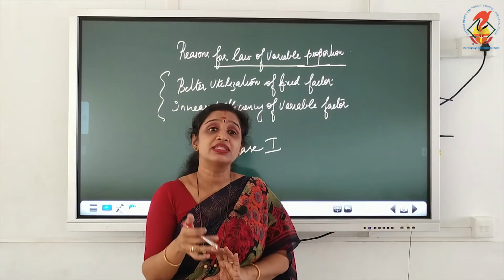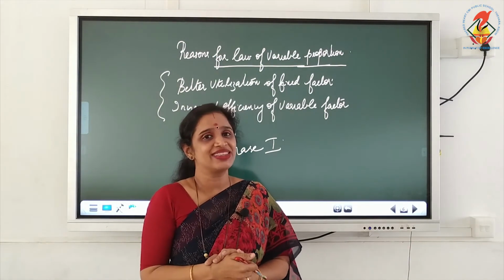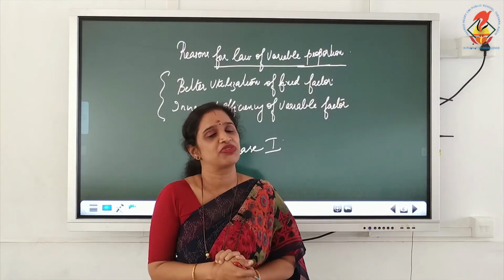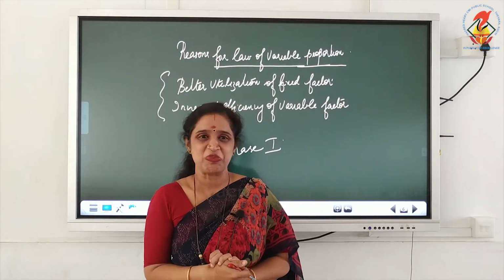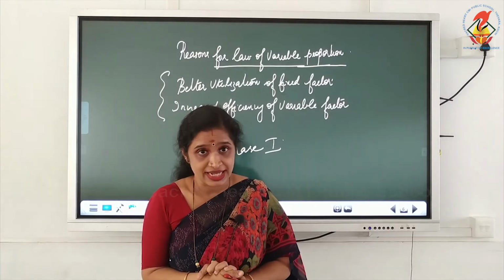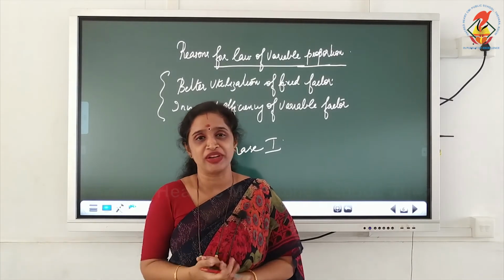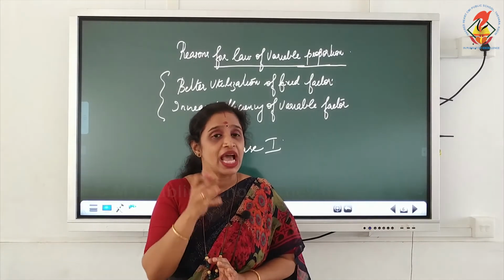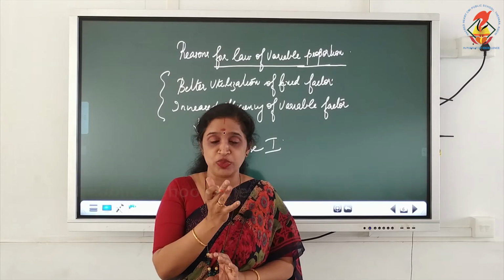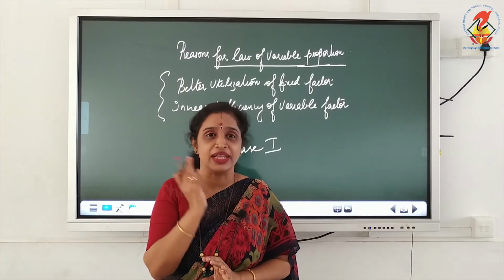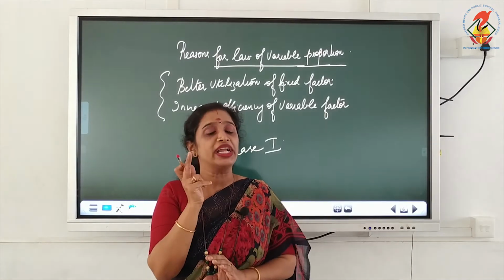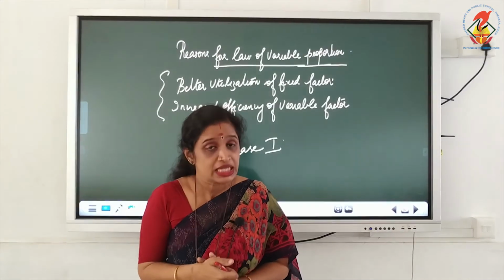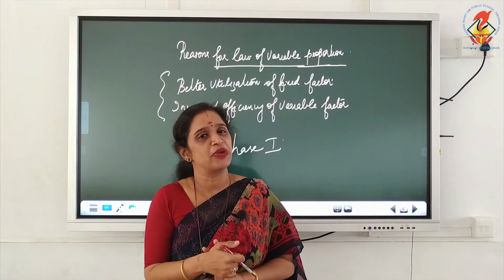Now, why these three phases? Why are the three phases represented there? What are the reasons for the law of variable proportion? Now we have to learn that. Phase 1, phase 2 and phase 3: why does it happen? Why is TP behaving at an increasing rate in phase 1? Why is TP increasing at a decreasing rate in phase 2? Why is TP falling in phase 3? We have to learn that. That is the reasons for the law of variable proportion.